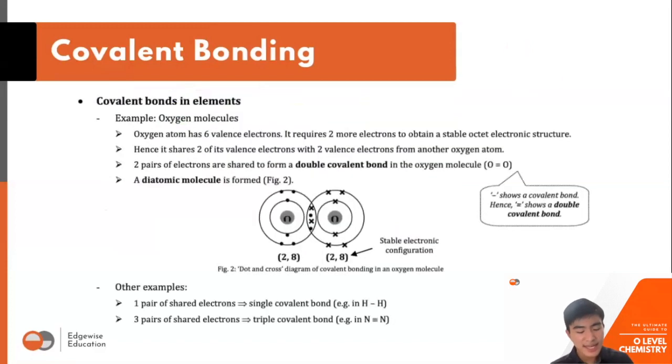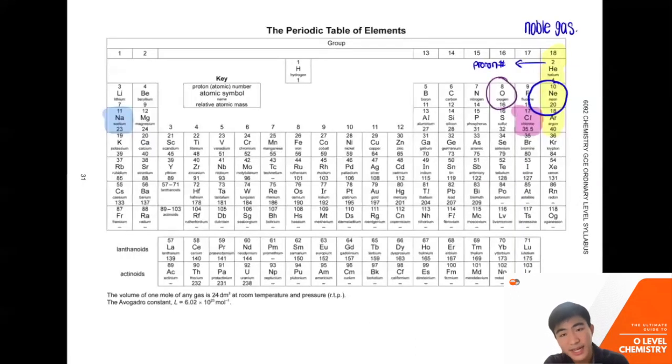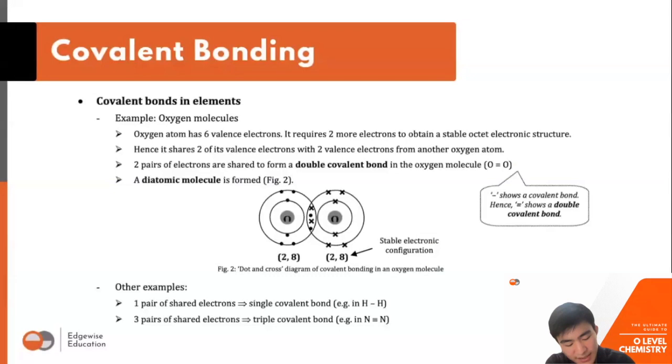Okay, now let's look at this carefully. I'm going to use oxygen as an example. Now, the oxygen molecule. I know that oxygen in the periodic table is over here, right? Over here, I highlight in red for you. 8 electrons. Now that means the electronic configuration is 2, 6. That means they have 6 valence electrons. It requires 2 more electrons to obtain a stable octet configuration.